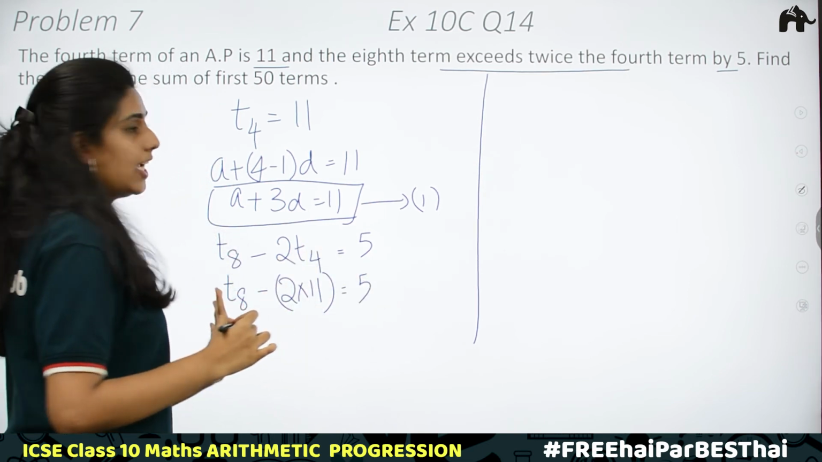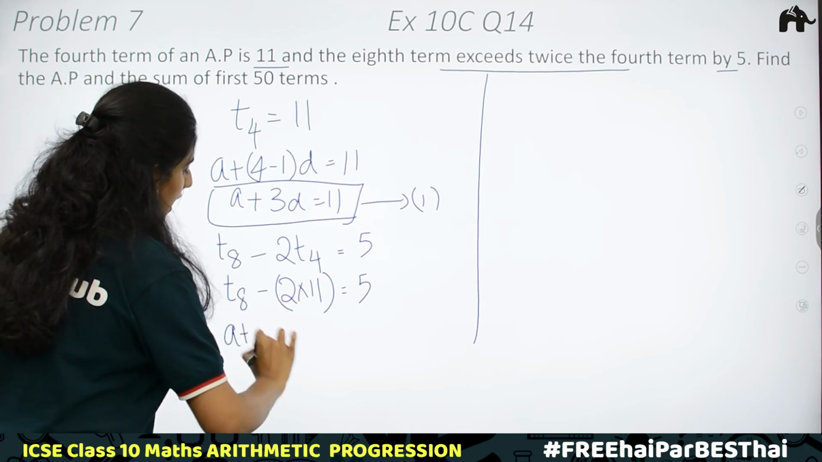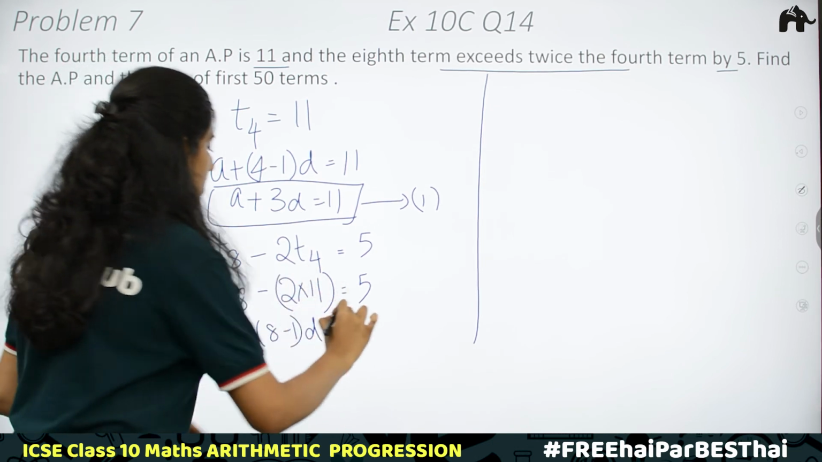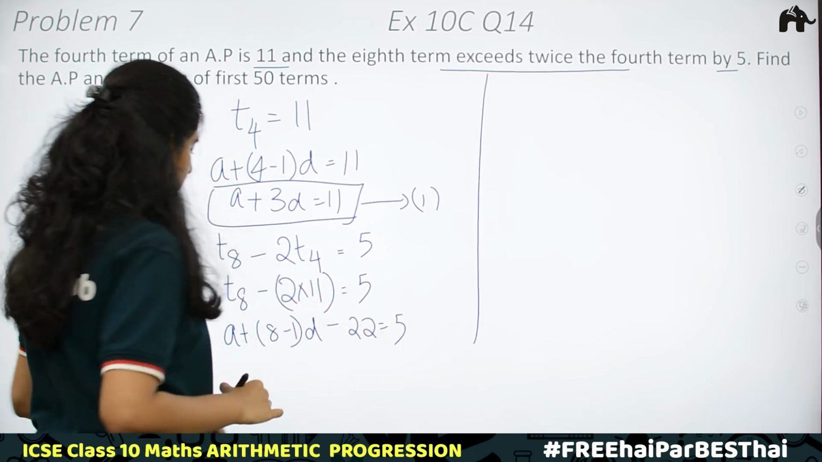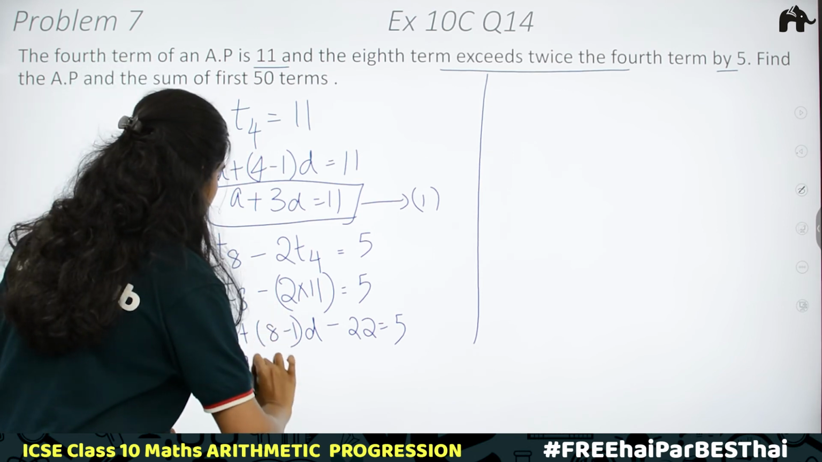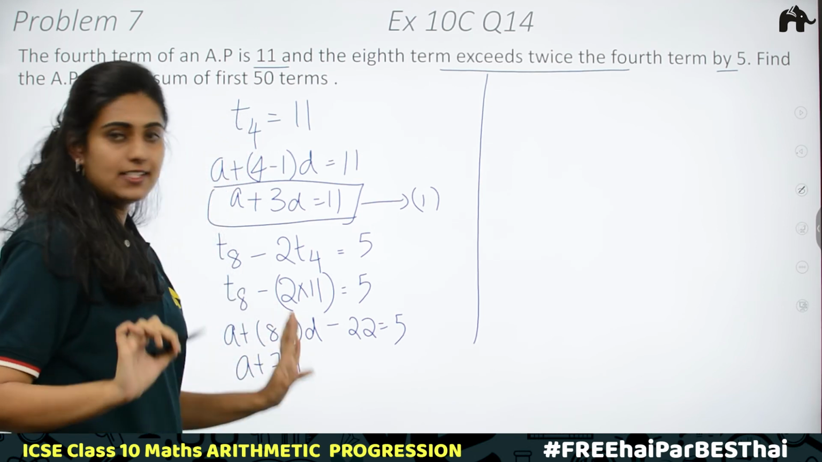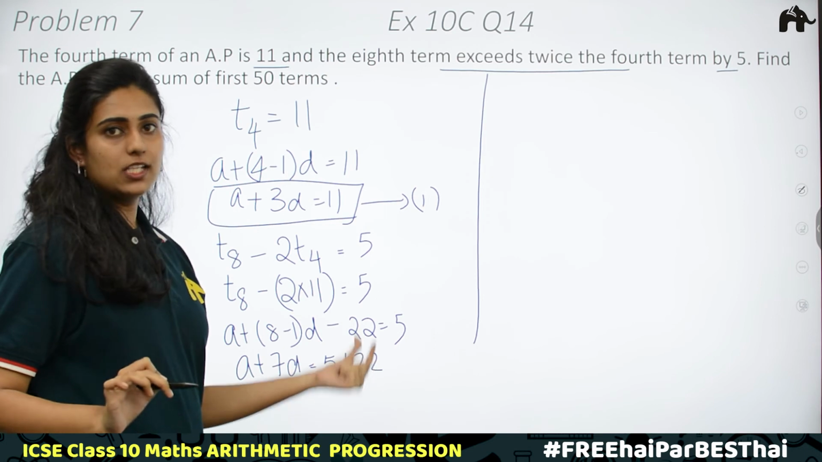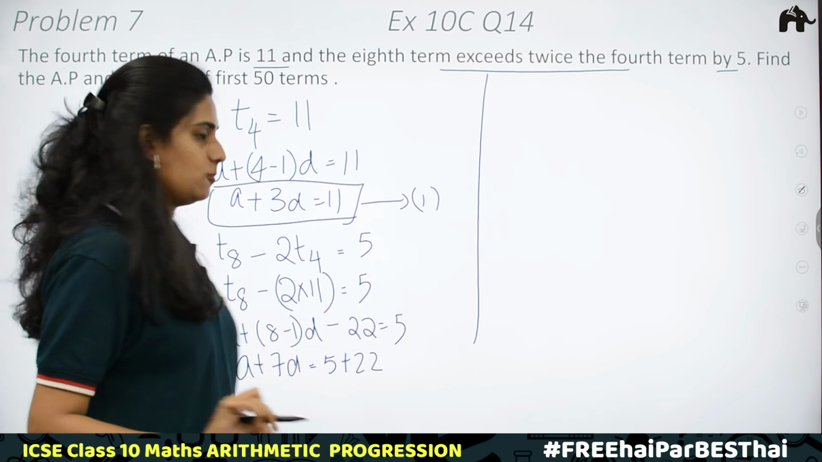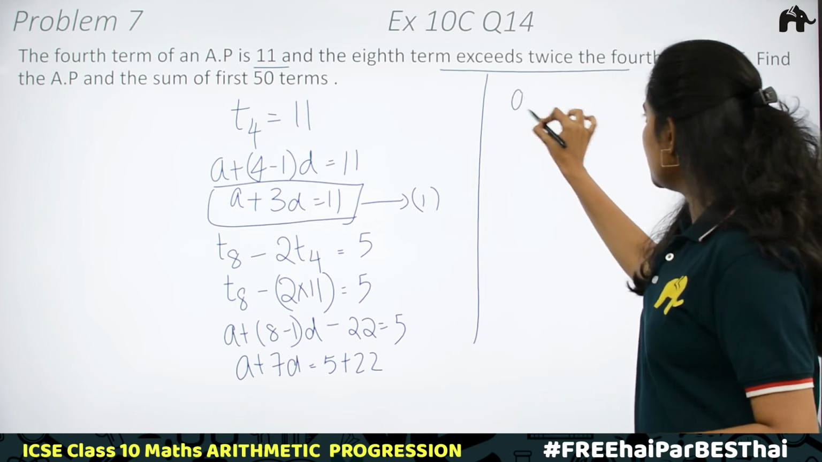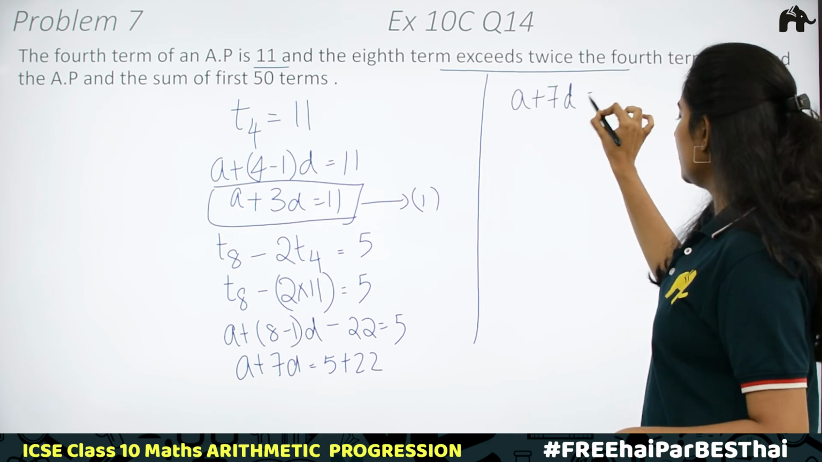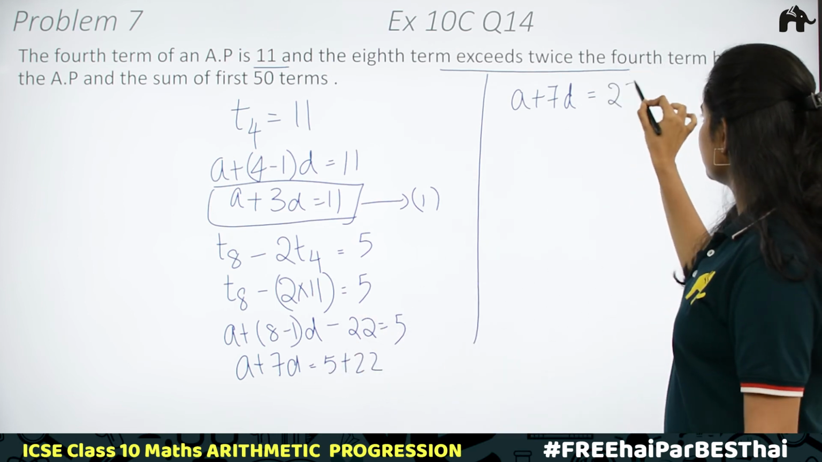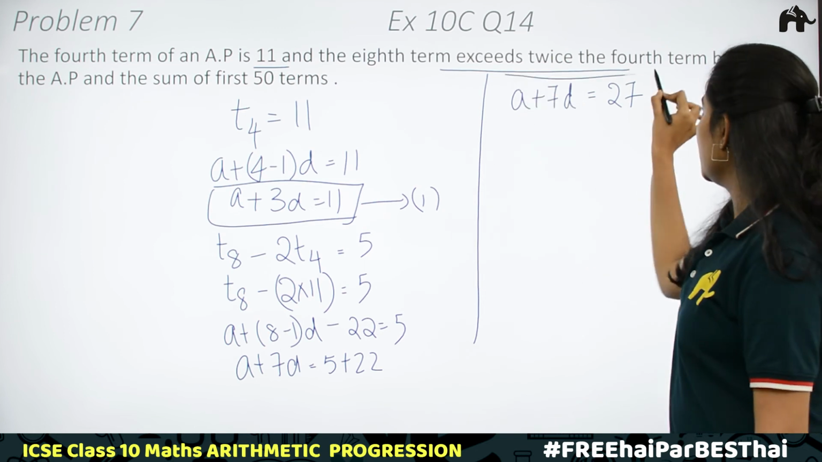What is T8? T8 can be written as A plus (8 minus 1) into D, minus 2 into 11, which is 22, is equal to 5. Or A plus 7D, since 8 minus 1 is 7, minus 22 is equal to 5. Taking this minus 22 to the opposite side, it becomes plus 22. A plus 7D is equal to 5 plus 22. 22 plus 5 is 27. This is our second equation.